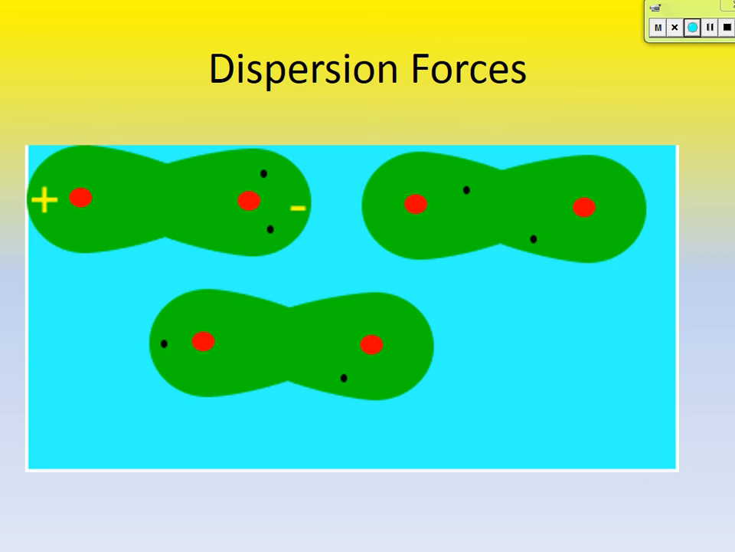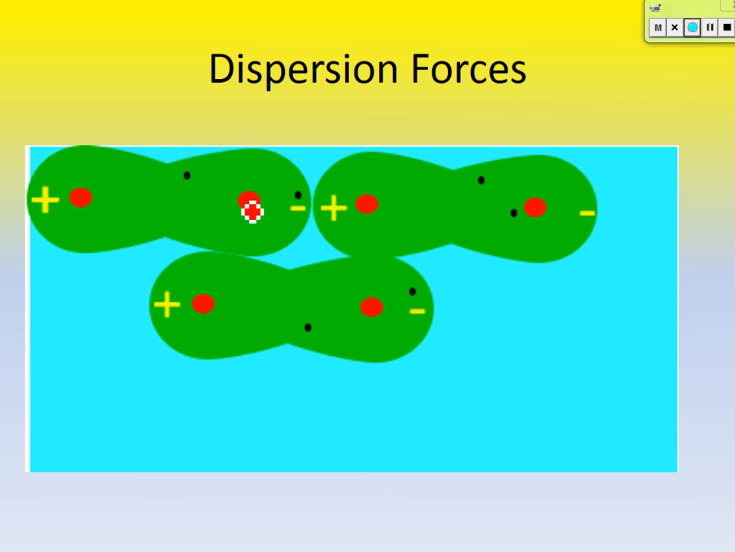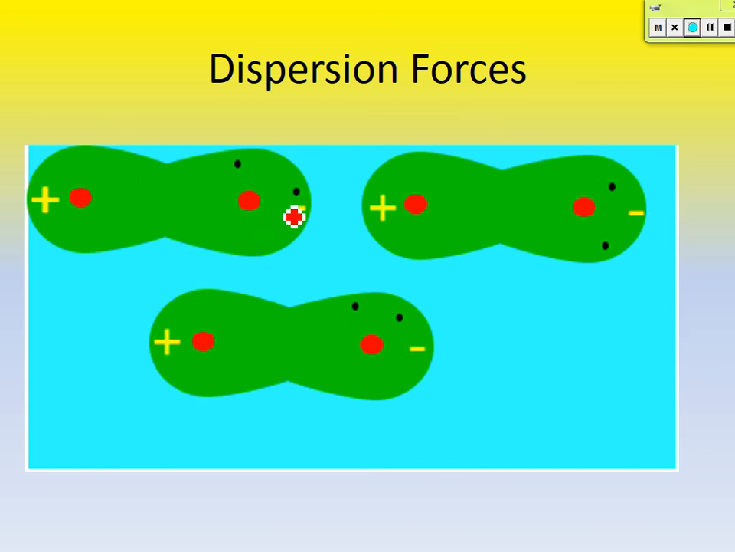I think this is a lot better animation here. But draw your attention to this one, to this molecule. Now notice, when both of the electrons are on this side of the molecule, what pops up right here? A negative sign.